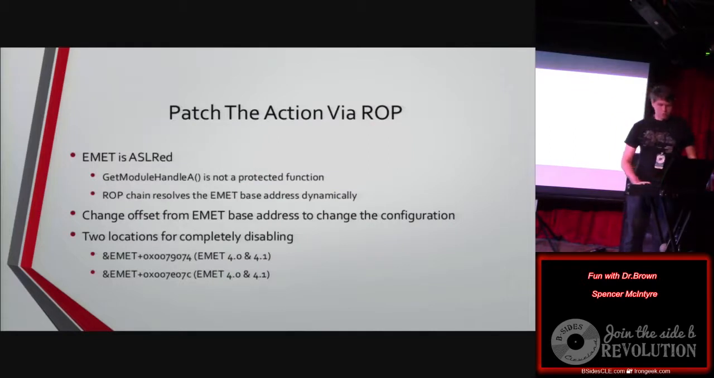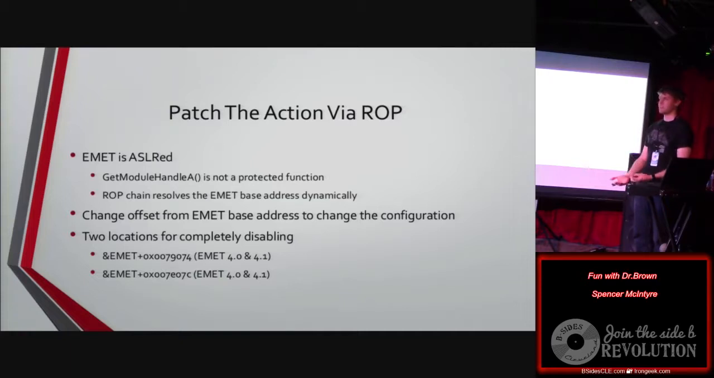All right, so we're going to patch the default action via ROP. This brings us to our first conundrum, which is that that data is stored in the .data section of the Emmet DLL. The Emmet DLL is, of course, ASLR. So what we ended up doing is resolving the base address of Emmet via a call to GetModuleHandleA. GetModuleHandleA is not a protected function, which means that we can use that to resolve the address of Emmet without hitting any of those previous protections that we talked about, such as caller or banned functions, because it is not a protected function.